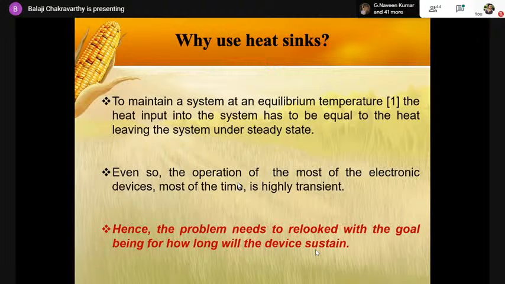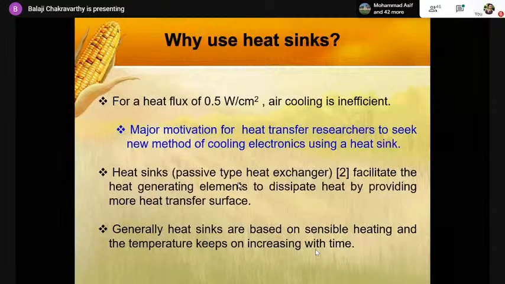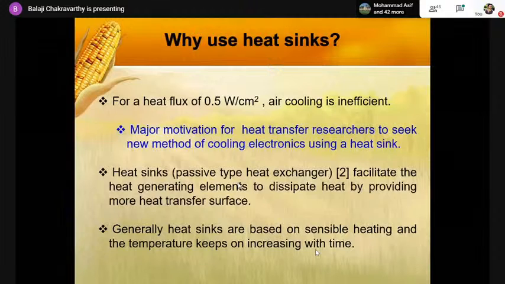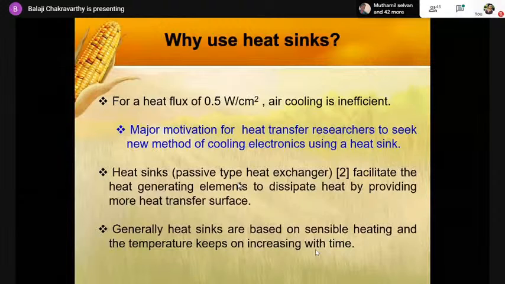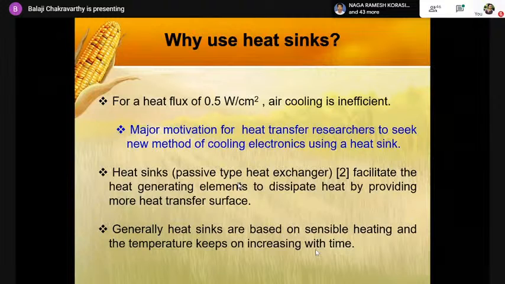The goal could be how long the device will sustain. Can it sustain below this set point temperature for a long period of time? The set point temperature is your maximum acceptable working temperature, which I indicated on the blackboard also. If you just look at a heat flux of 0.5 watts per centimeter square, air cooling is inefficient. That means less than 0.5 watts per centimeter square, air cooling is sufficient.